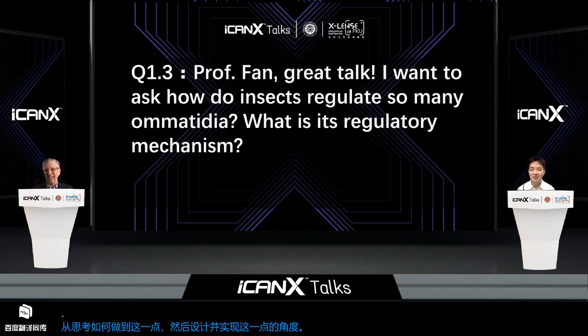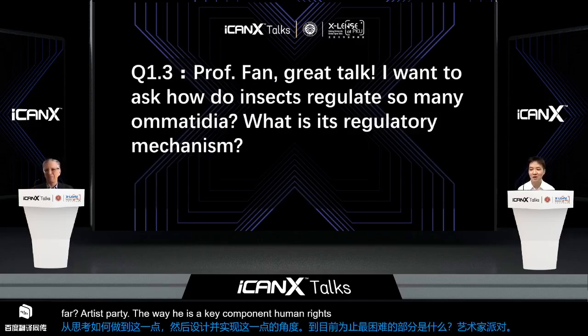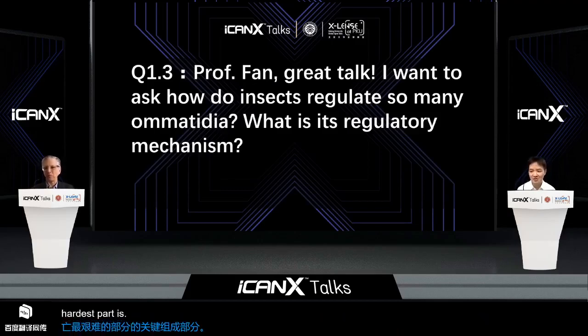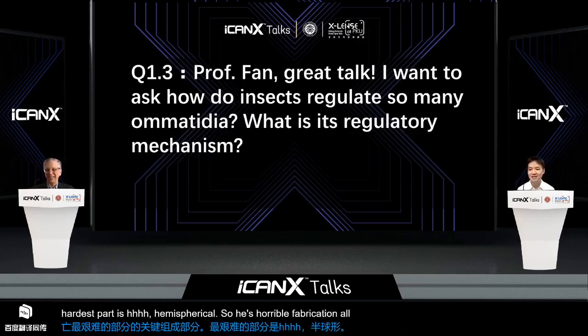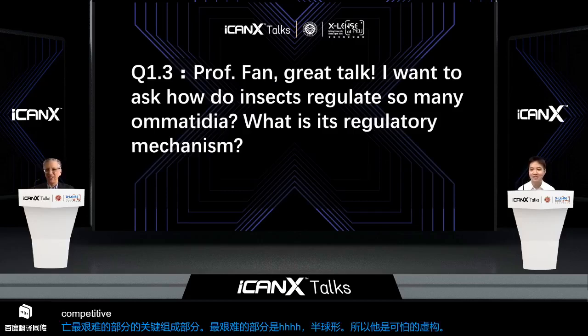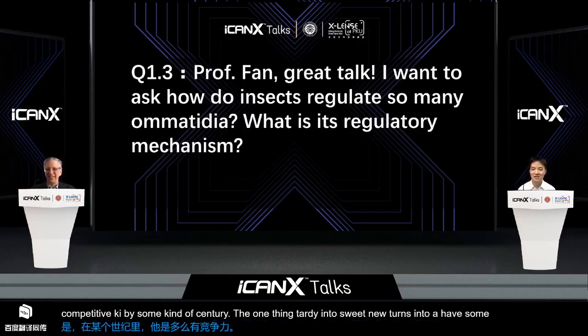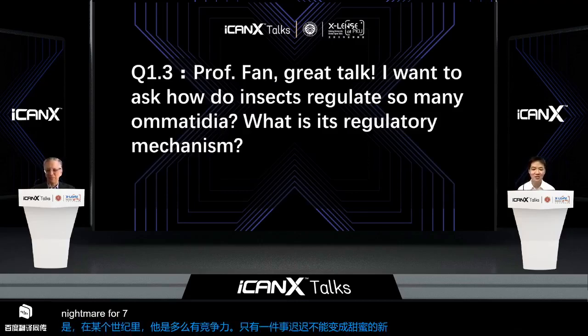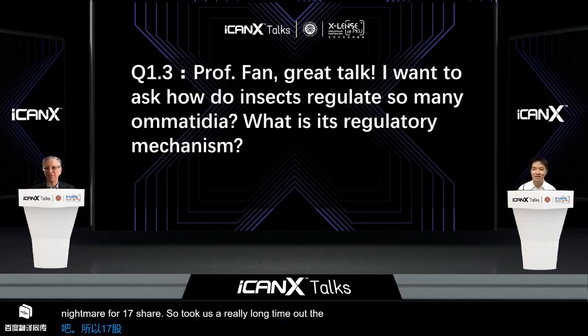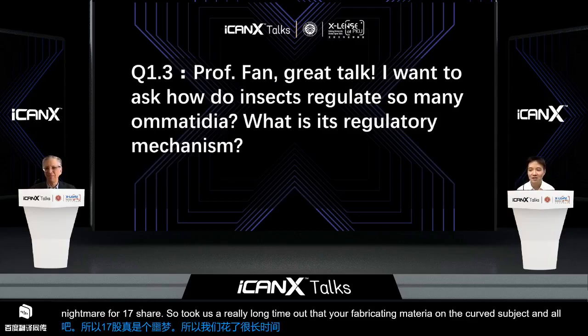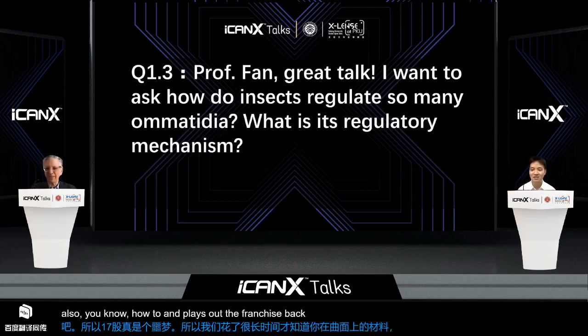The hardest part is a key component, the human retina. That's of course the hardest part. And the hardest part of the hardest part is that it's hemispherical. For fabrication, all we learned in the past was how to fabricate devices on planar substrates. Once it turned into 3D, it turns into a curved substrate. It's a nightmare for fabrication. So it took us a really long time to figure out how to fabricate the active material on the curved substrate and also how to place the front side and the back contact. This is the most challenging part.